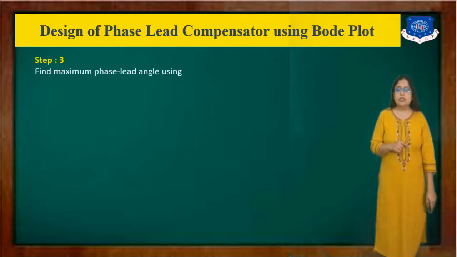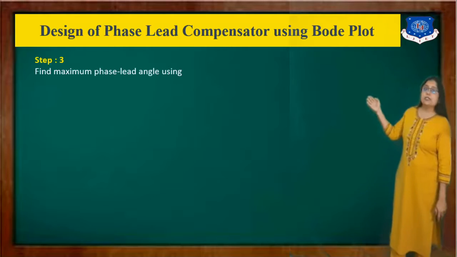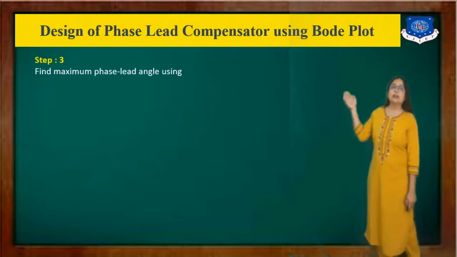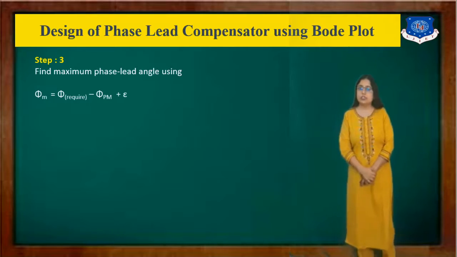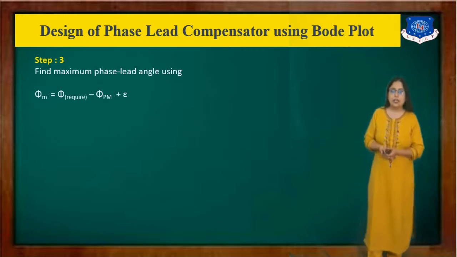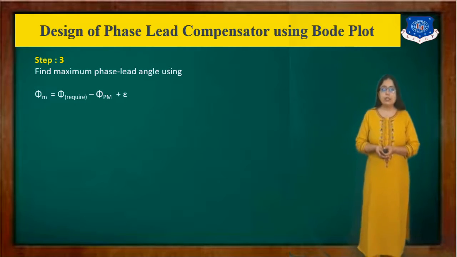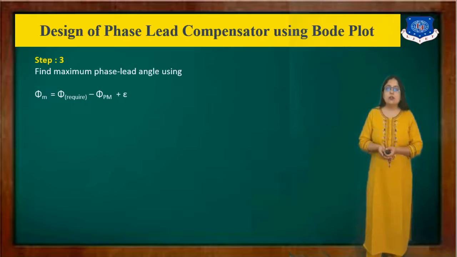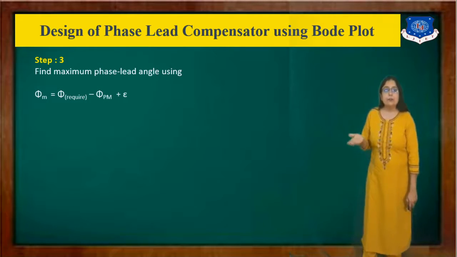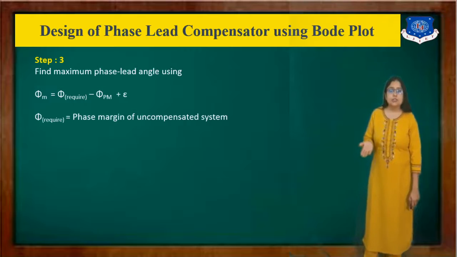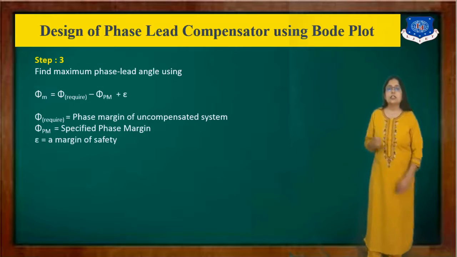Then step number 3, that is to find the maximum phase lead angle. How can we find this? That is with the help of this equation: phi m equals phi required minus phi pm plus theta, where phi required is given in the question, and phi pm is the phase margin of the uncompensated system, and theta is known as a safety margin.